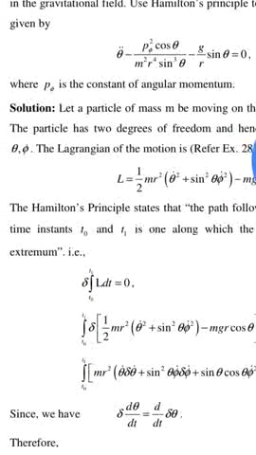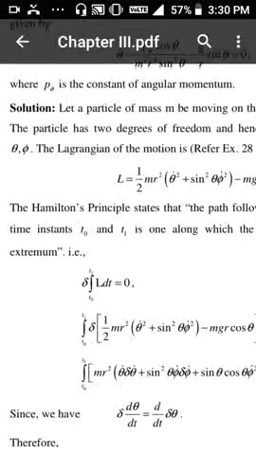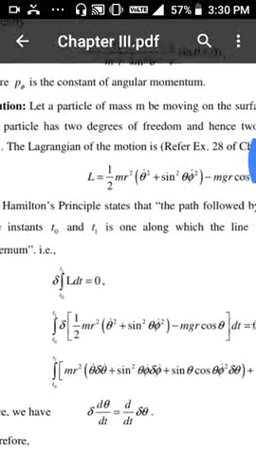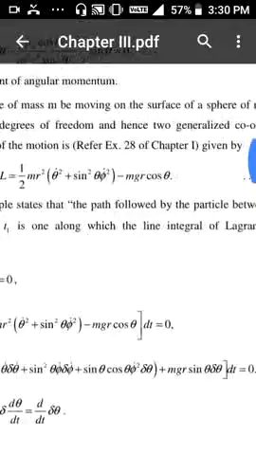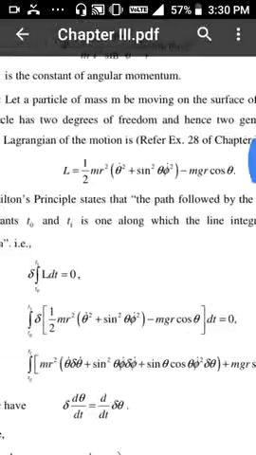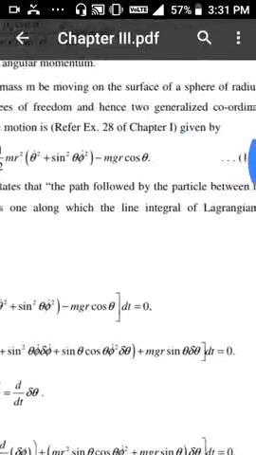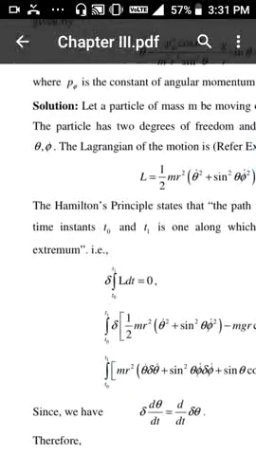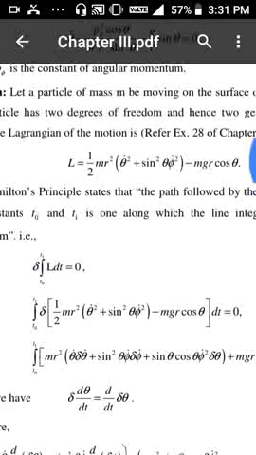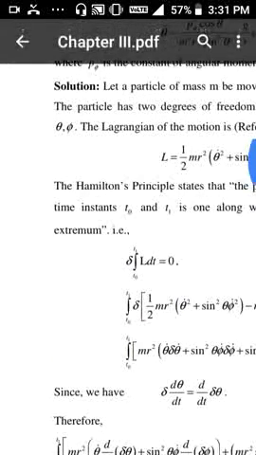Proof. Solution. Let a particle of mass m be moving on the surface of a sphere of radius r. Then the particle has 2 degrees of freedom and 2 generalized coordinates, theta and phi. Therefore, the Lagrangian of the system is given by L = 1/2 mr² (θ̇² + sin² θ φ̇²) − mgr cos θ.